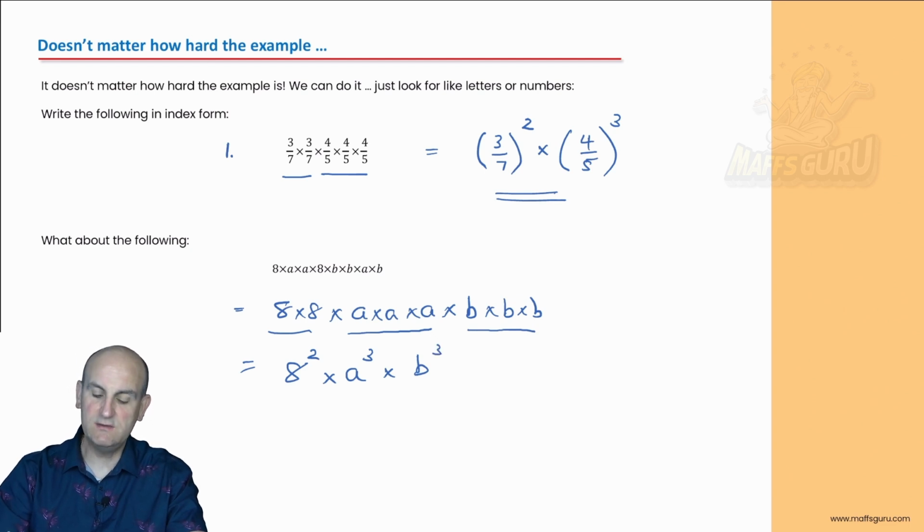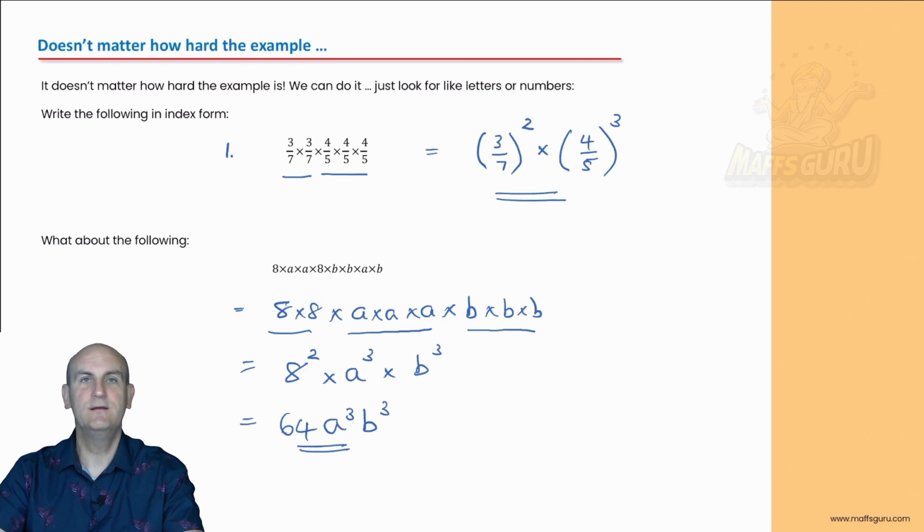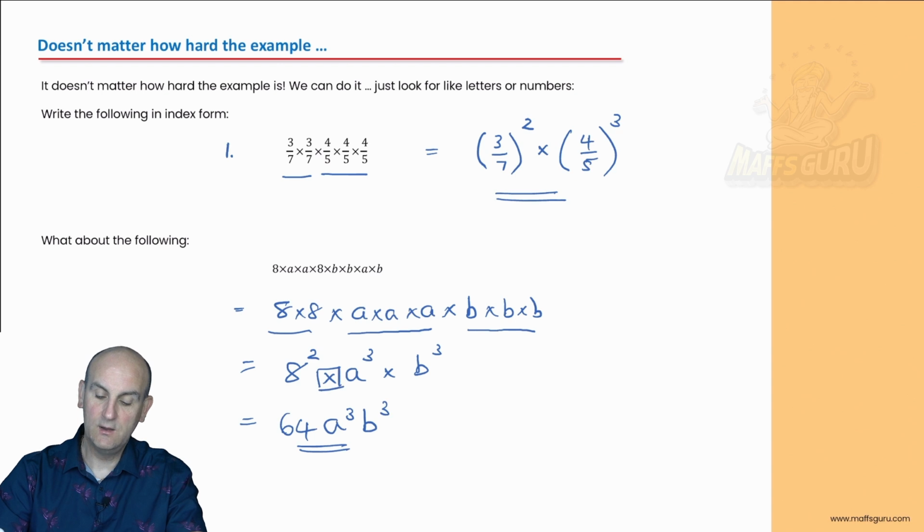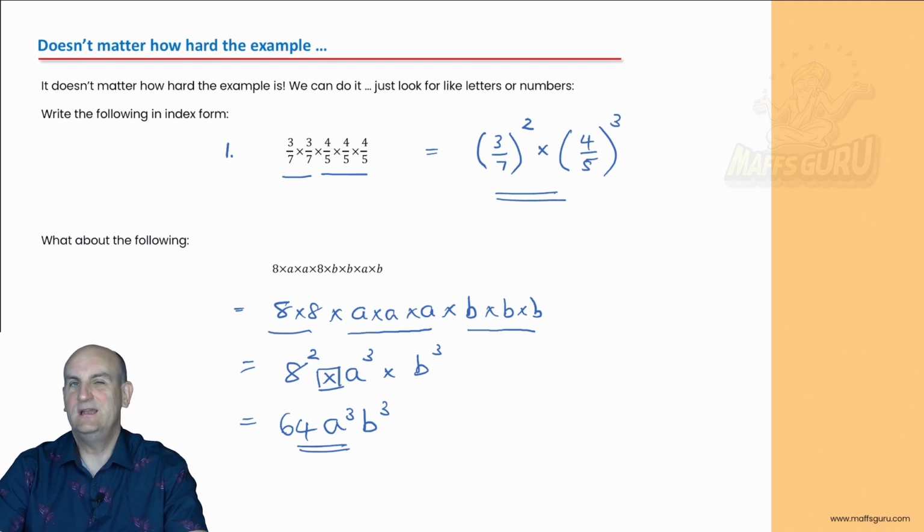And there we go. Now, generally speaking, I think we would write 8 squared properly. We wouldn't necessarily write that in index form. So that would be 64 A cubed B cubed, ka-ching, and there we go. And in this situation, we would take out these times signs here, simply because it doesn't add anything to the question. It doesn't help us to leave them in. We can actually write it a little bit more compressed.